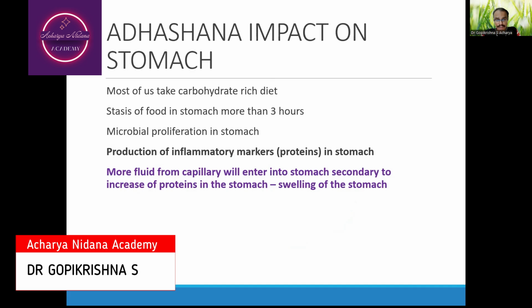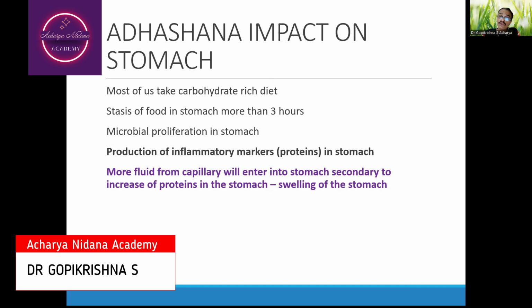What is its impact? When you talk about the impact, most of us are consuming a carbohydrate rich diet. A carbohydrate rich diet is one of the main sources for bacterial infection to proliferate. When bacterial proliferation takes place, that will be responsible for gastric mucosal damage. Why does bacterial proliferation take place?